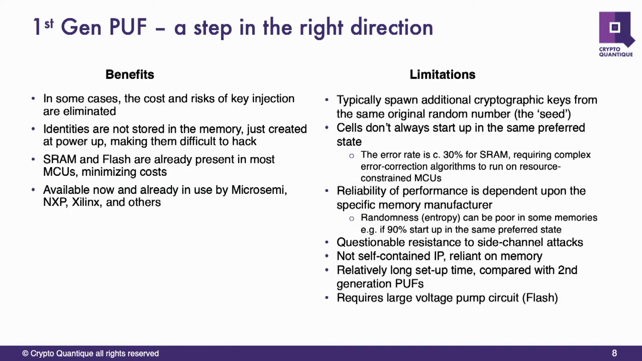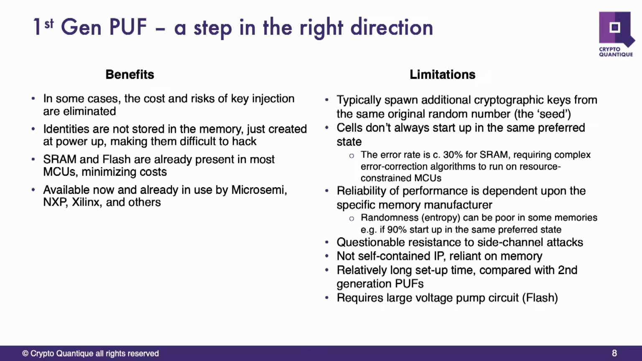Benefits of them: the cost of key injection was removed. You didn't need to inject keys into the device. The identities are not stored in memory, which is a big plus. So your identity is not actually stored in some kind of flash memory that you can easily access. It's simply stored, in the case of SRAM, when you power up the SRAM cells. And the SRAM and flash is already available in the device. So this is really handy and useful, to generate a PUF from these peripherals that are already there. So it's quite an advantage. And they're available in a lot of microcontrollers today.